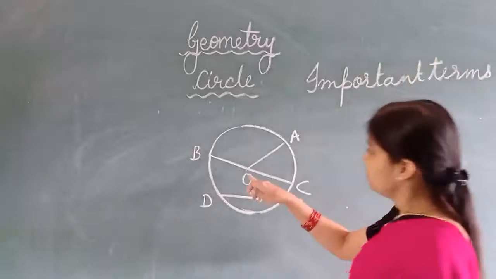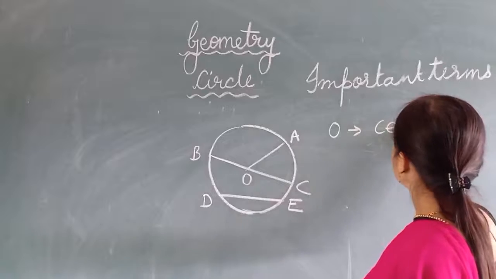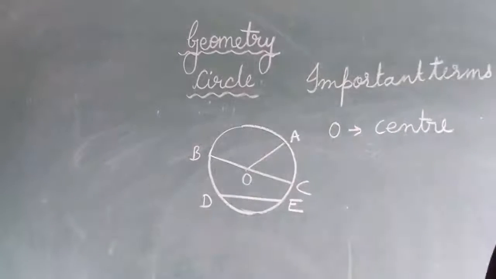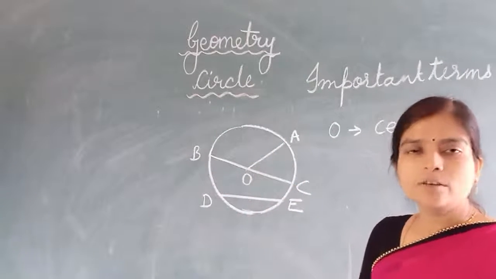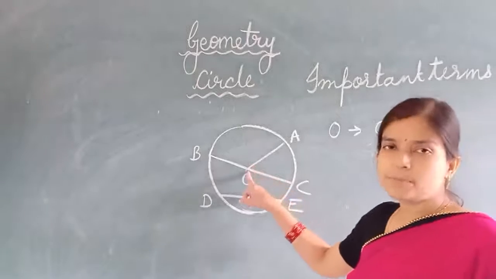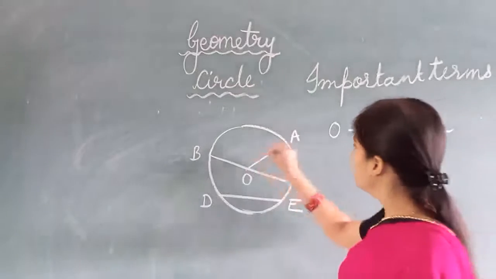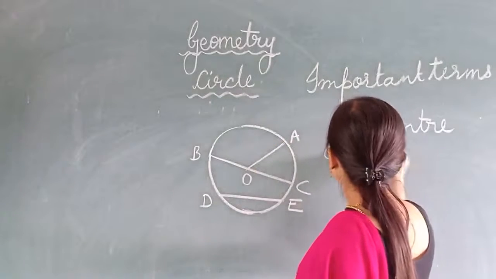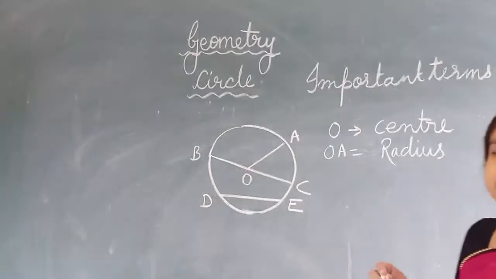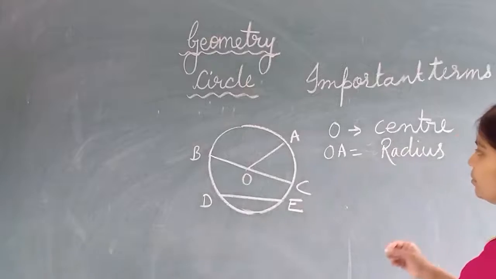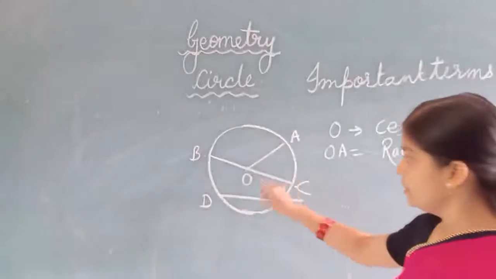In this figure, you please answer what is O. O is the center. Center is the fixed point from which all the points of the circle are at equal length, means it is equidistant from the fixed point. Okay. That fixed point is only known as center. Now this OA, what is OA? OA is the radius. And plural of radius is radii. When there is more than one radius, we can see OP is also radius, OC is also radius.